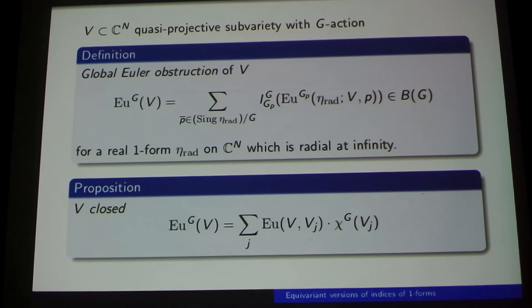And then if V is a closed subvariety with a G action, one can prove that this global Euler obstruction of V is equal to the sum of the G-equivariant Euler characteristics of the strata Vj times this relative Euler obstruction.